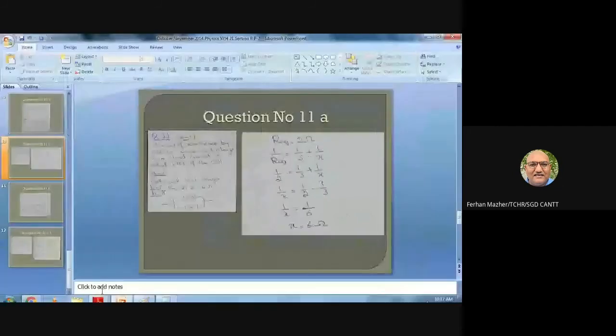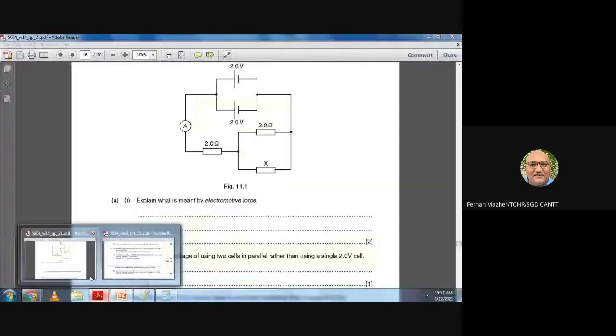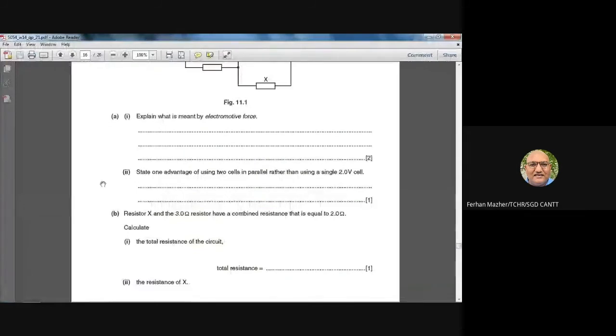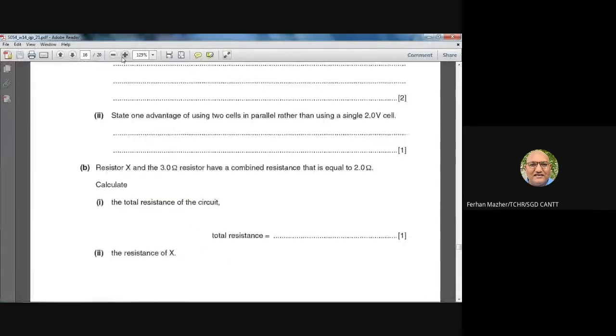So let's move to the next part. It says, state one advantage of using 2 cells in parallel rather than using a single 2-volt cell. When you put the cells in parallel to each other, the life of the cells becomes longer. They last longer. The next question says resistor X and the 3 ohm resistors have a combined resistance that is equal to 2 ohm.